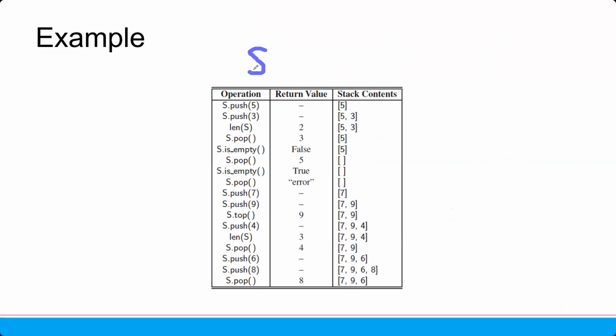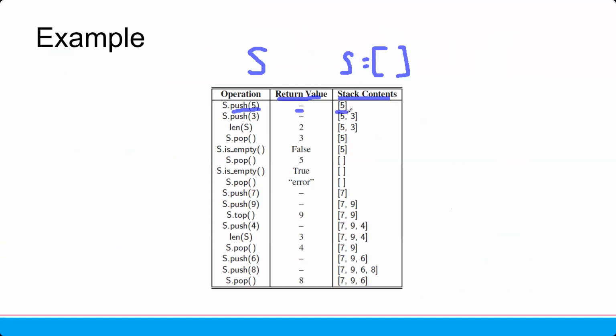We have a stack, and let S be a stack that starts with an empty list. Okay. We have S.push(5). There will be no return value. Now the stack content will be 5.